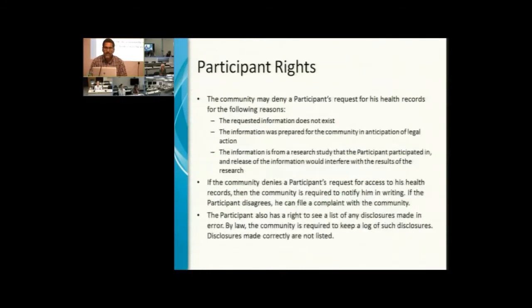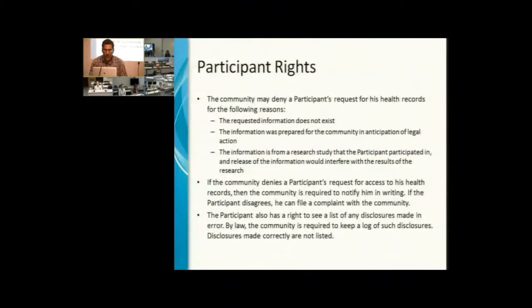There's a couple of exceptions, and again, with these, it's going to be the doctor and the nurse and everybody really helping out with these. But you can deny the request if it doesn't exist. That's easy. That's an administrative type function. If there's legal action going on, but again, the lawyers are involved, so you're not going to be the one deciding whether it gets out or not. The lawyer's going to. It's a research study. Again, it's kind of vague and out there.